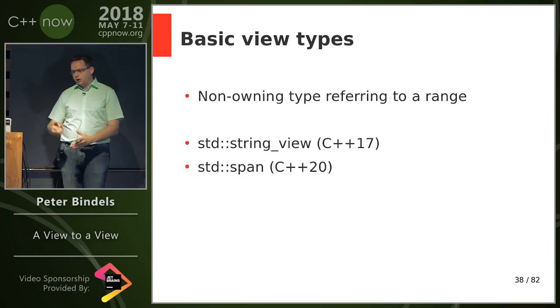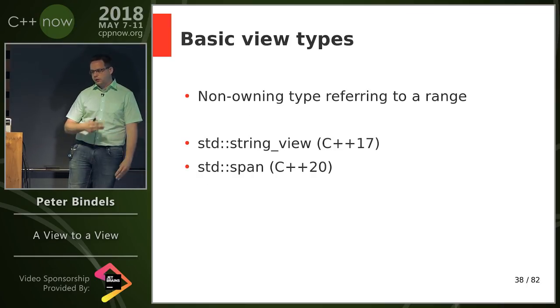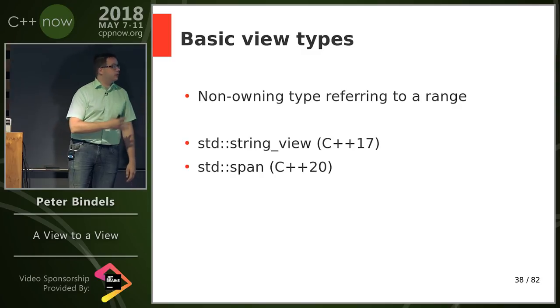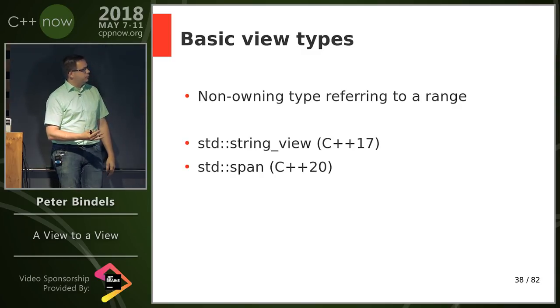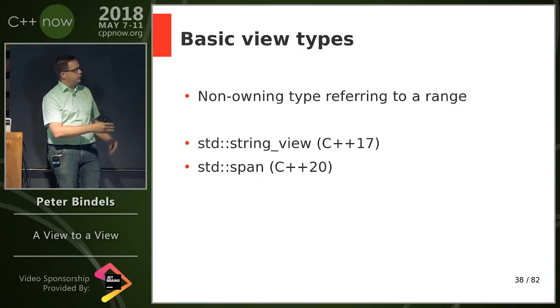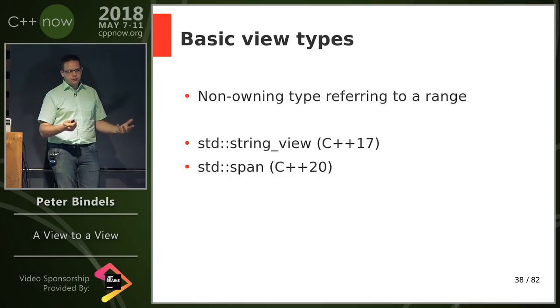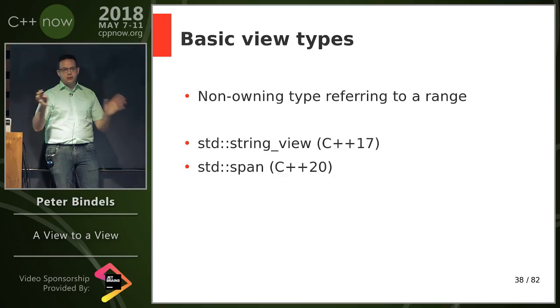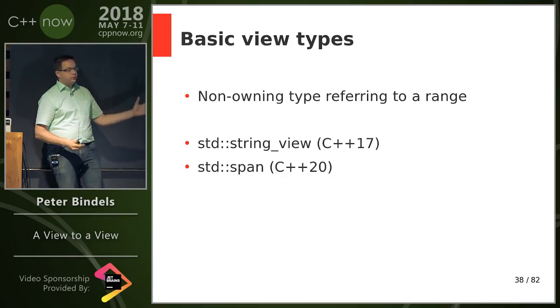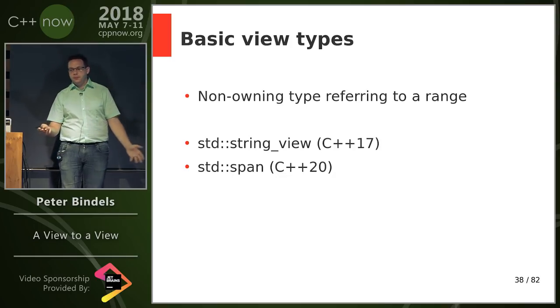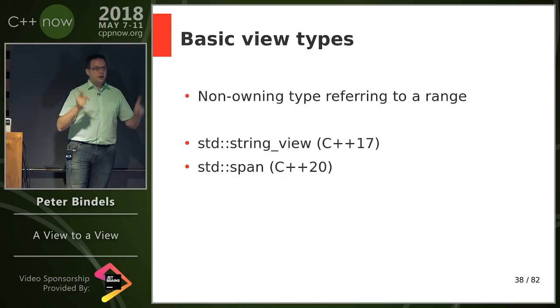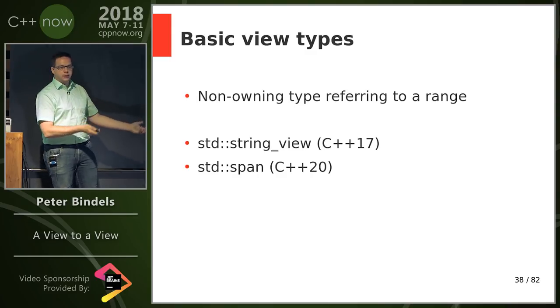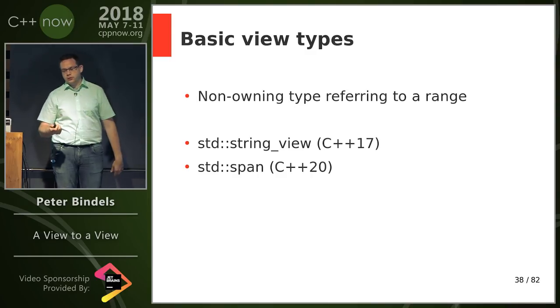So the basic view is a non-owning reference to somebody else's range. It's standard string view in C++17, standard span, which in my opinion is more generic than string view, in C++20. They basically just take a range of consecutive bytes and say this is a span, start and end, as a single type. And string view says this is a span, basically, start and end, specific type, and it's a string-like thing. So you can use it in places where you would use a string.